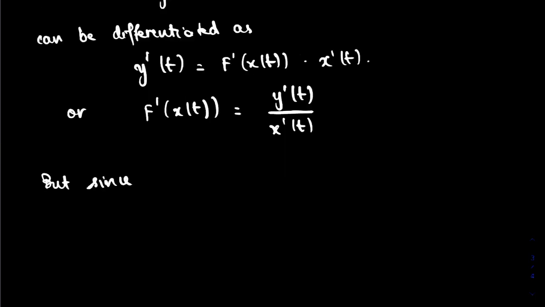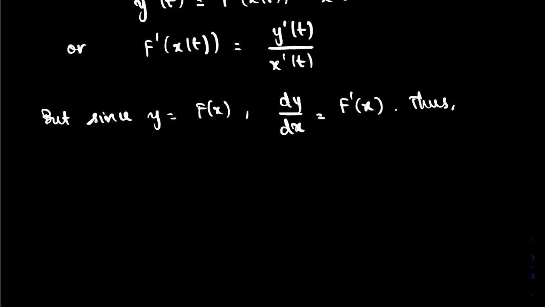But since y equal to f of x, dy dx is equal to f prime of x. Thus, dy dx is equal to y prime of t over x prime of t.